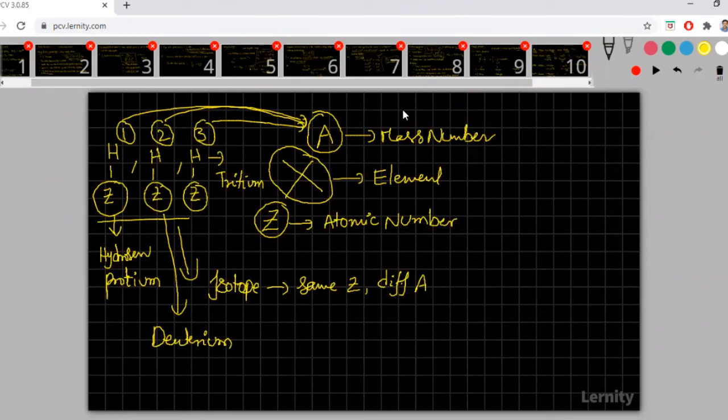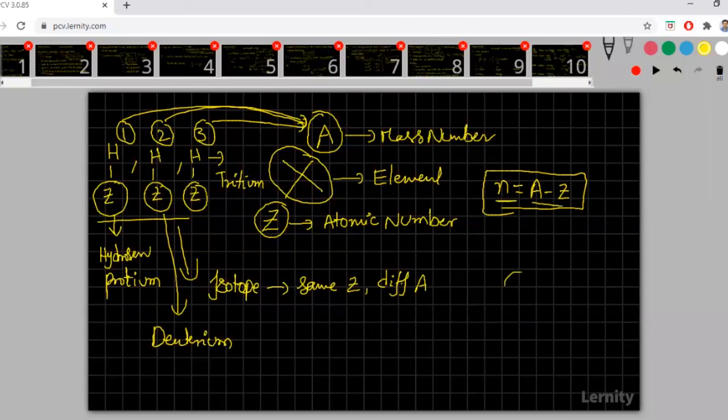Now, among the hydrogen isotopes, the one which cannot have neutrons in it is called protium, hydrogen. So how do we calculate the neutrons? A simple formula: the number of neutrons N is equal to A minus Z. Now you understand the notation of an element with atomic number and mass number, and to calculate the number of neutrons, the formula is A minus Z.